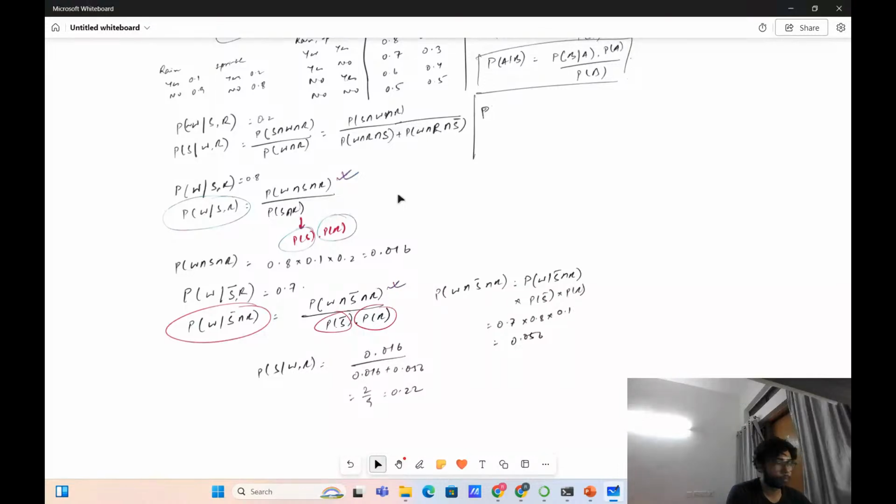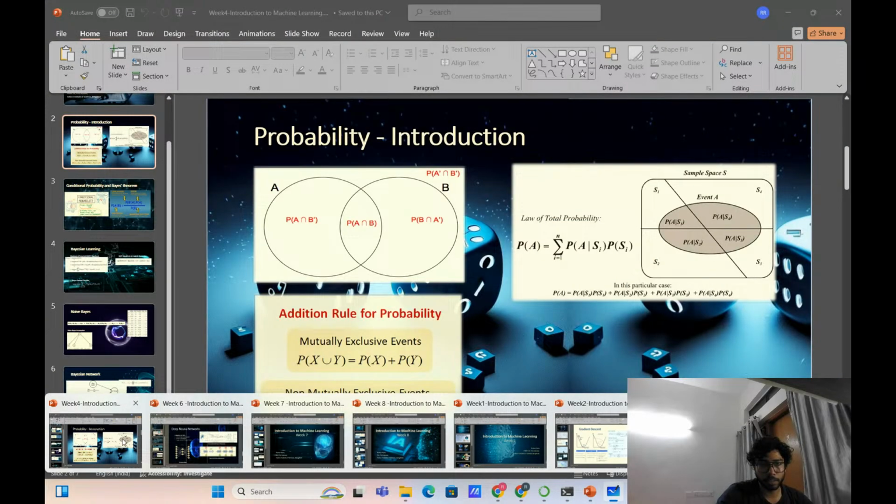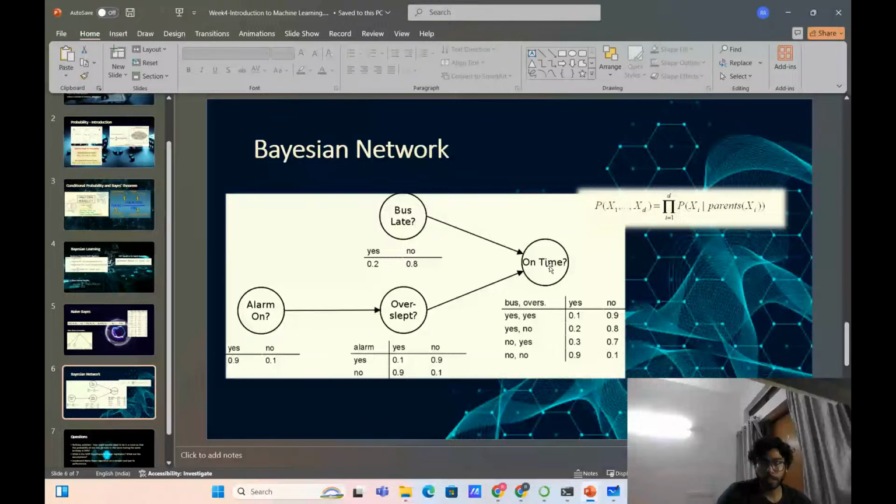So you have to practice a few more examples. For example, you can take this example which we did over here. Here we calculated the probability of on time given overslept and bus late. Now try to calculate the probability of overslept given on time and bus late. These are some of the examples that you can do and practice, and then I think you will be better.